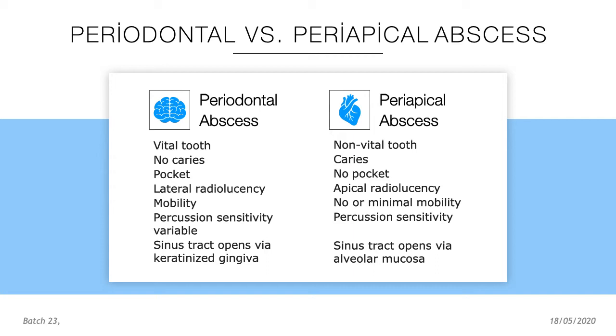Whereas in a periapical abscess, the tooth will be non-vital. There will be a carious lesion which involves the pulp, and there will be a periapical lesion. So there will not be any pocket if it is purely a periapical abscess. The radiographs can show an apical radiolucency with no or minimal tooth mobility. Percussion sensitivity will always be present, and the sinus tract opening is always seen in the alveolar mucosa.